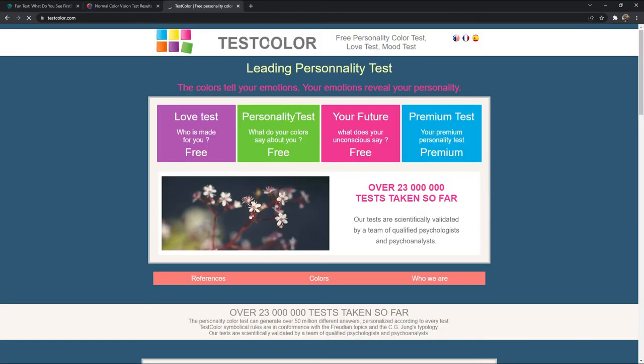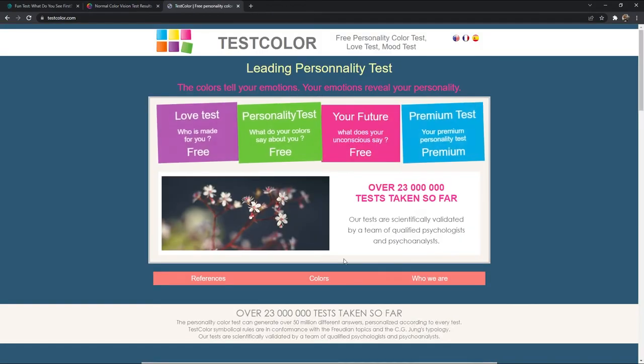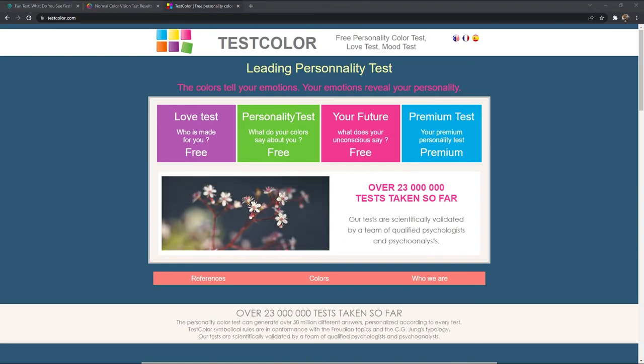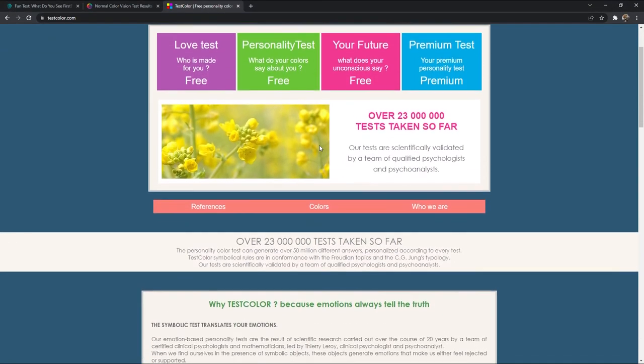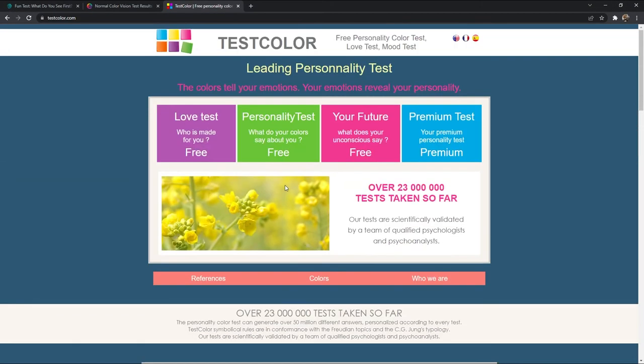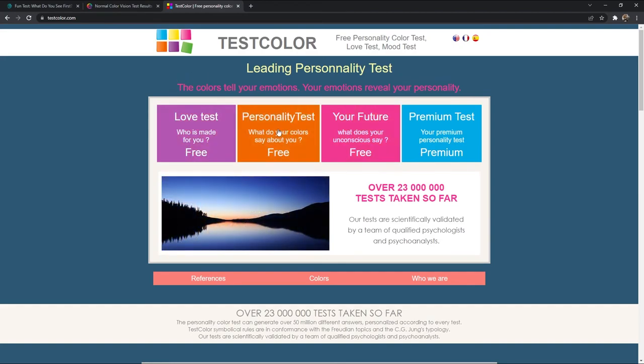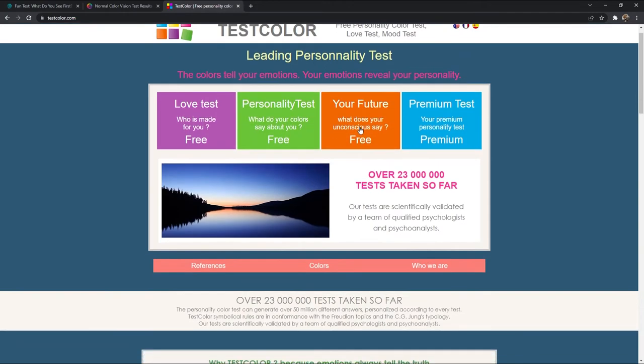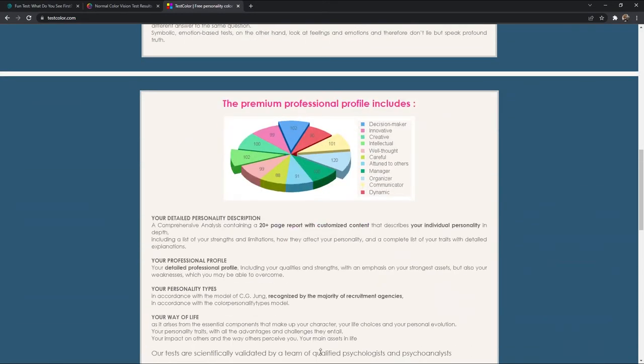Okay, personality test. The colors tell your emotions. Your emotions reveal your personality. Are we doing this together or individually? Individually. I'll do it by myself. Wait, is it the same as the link I sent in the Discord? No idea. Well, similar. No, this is different. Okay, do the one that Andy sent.